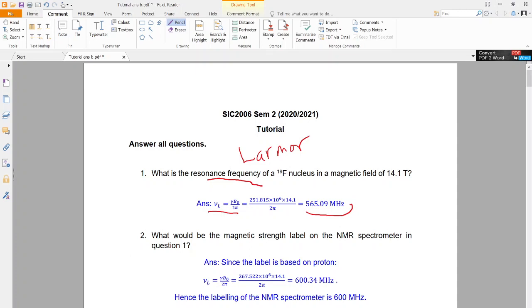Okay, so that's it. Make sure that you remember this is one of the important equations that you need to remember. This is how you actually apply that, and this is how the questions based on resonance frequency or Larmor frequency will be asked.